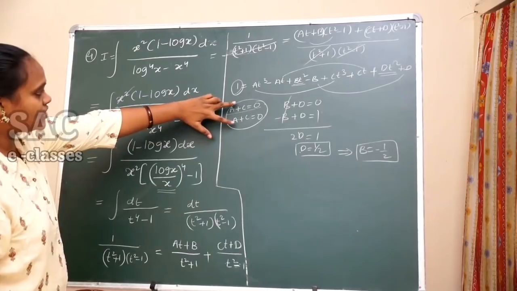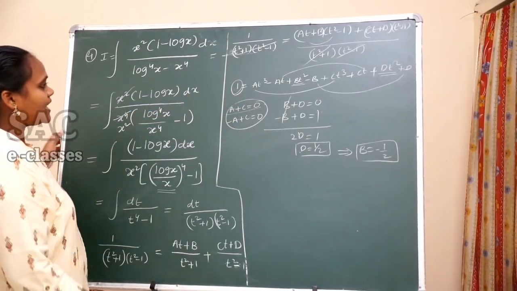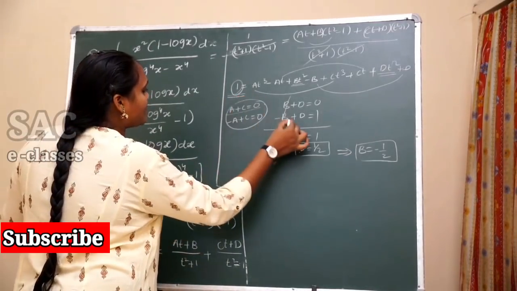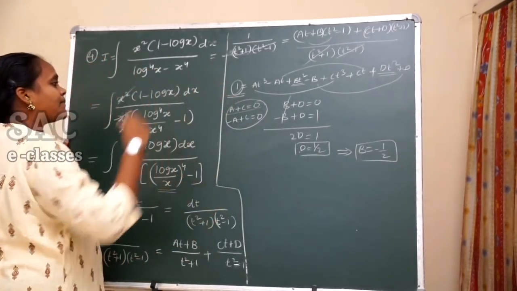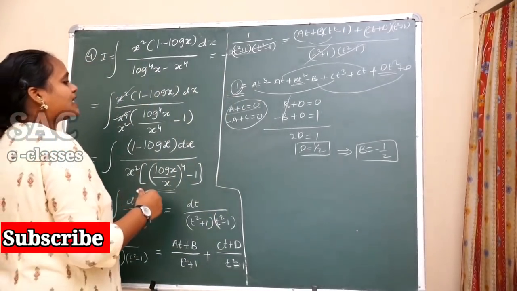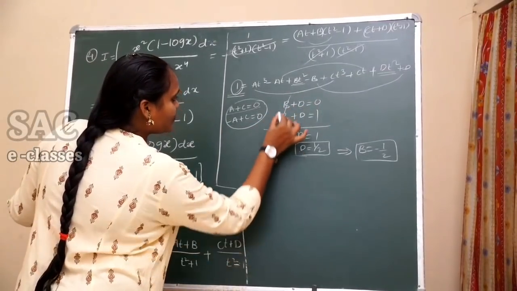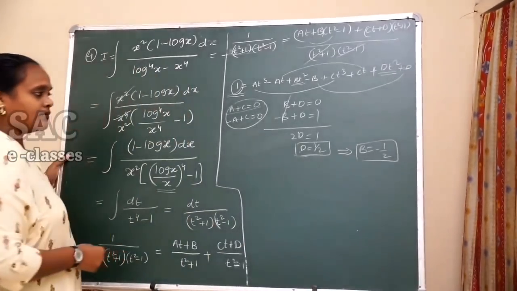Then I understood that a and c both terms are 0. Later on, I compared the constant terms, and I got minus b plus d is 1. And later on I have compared even the t square terms: b plus d equal to 0. By solving them with the elimination method, I got the b value as well as the d value.